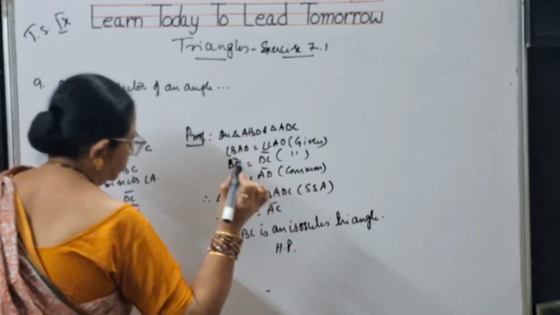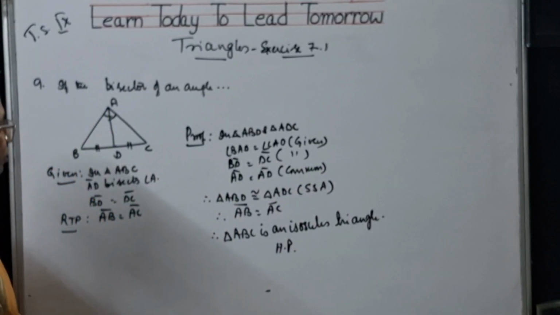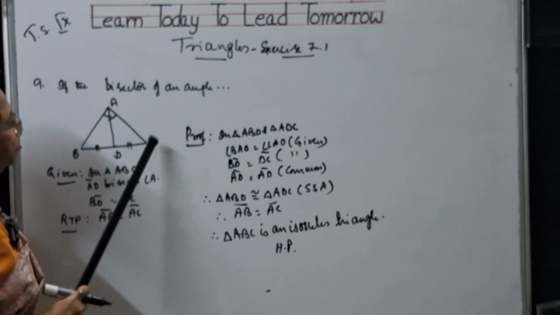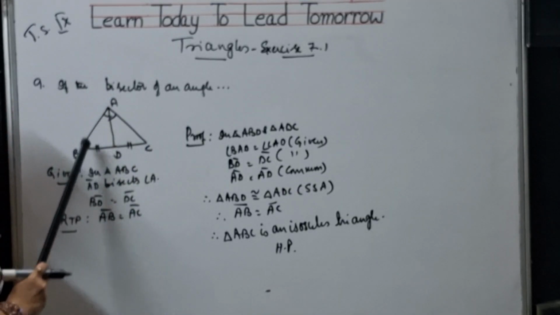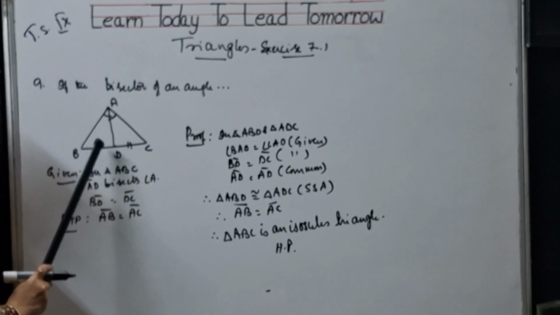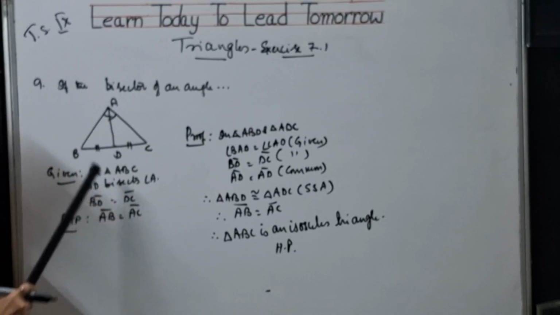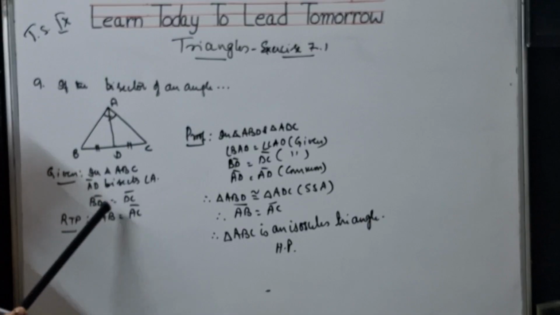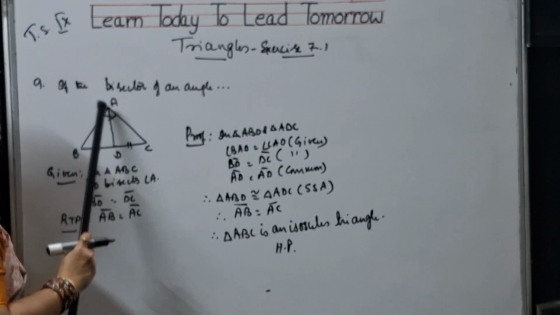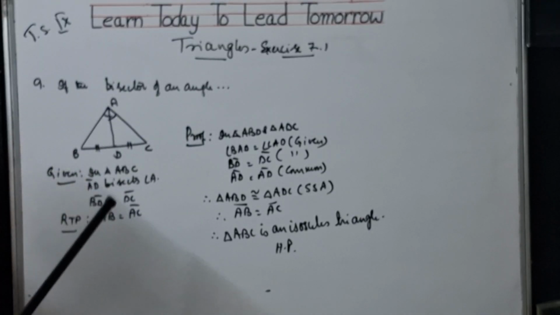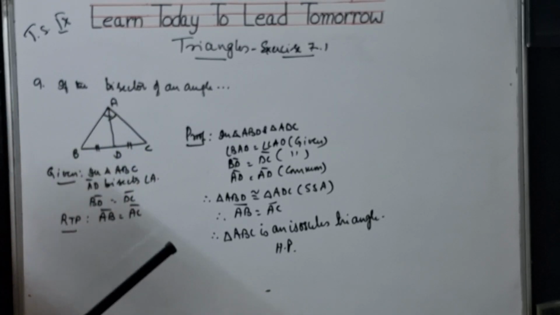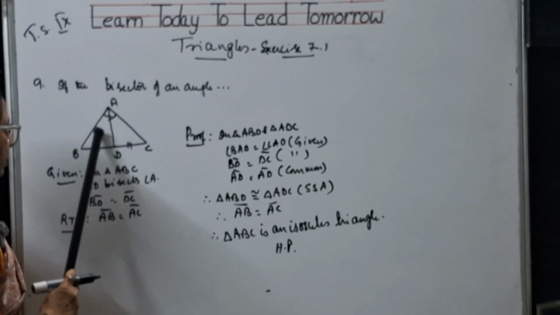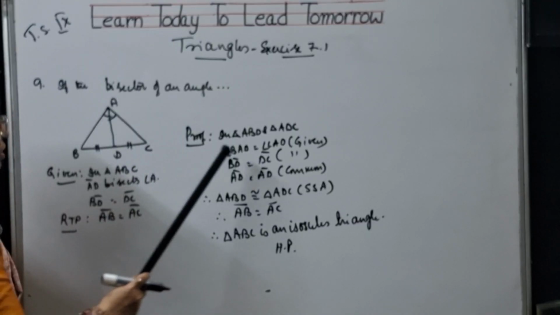Hence, proved. So what is this problem? If the bisector of an angle of a triangle bisects the opposite side, then prove that it is an isosceles triangle. So in triangle ABC, AD is bisecting angle A. Now BD is equal to DC. We need to prove that AB is equal to AC. To prove that AB is equal to AC, if you prove that these two triangles are congruent, these two sides will be automatically equal.